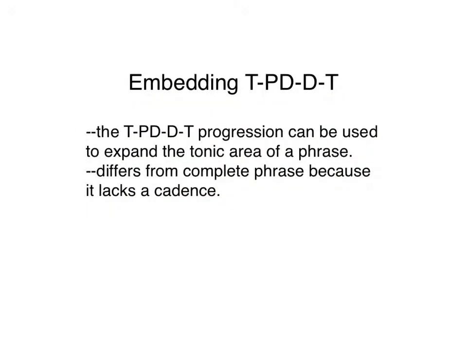That second phrase shows the last concept that we'll be talking about today, embedding a tonic predominant dominant tonic progression inside of a tonic expansion in a phrase. Think of this as a box within the bigger box, the phrase. It differs from a complete phrase because it lacks a cadence.